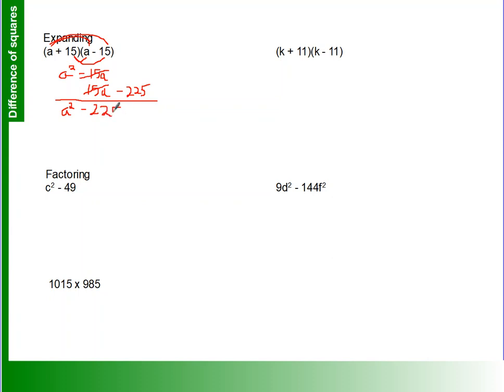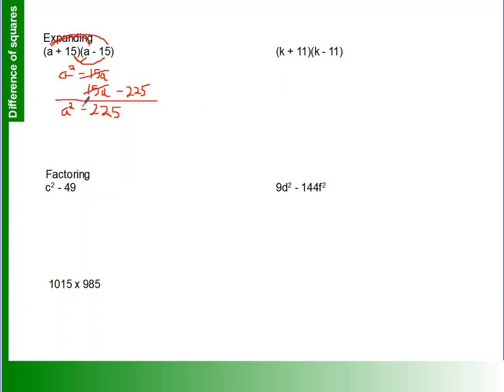So let's take a closer look at this result. A squared minus 225. Well, a squared is a perfect square because a times a is a squared. 225 is a perfect square because 15 times 15 is 225. So we have two perfect squares, and we are subtracting 225 from a squared. Another word for subtracting is a difference, and that's where a difference of squares gets its name. In its expanded form, you have two perfect squares that are being subtracted from each other.